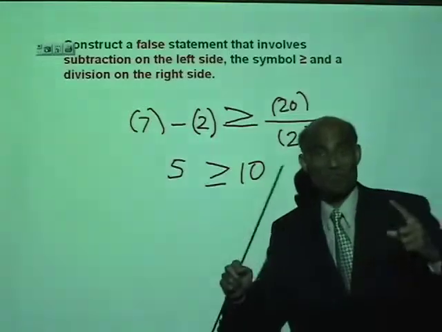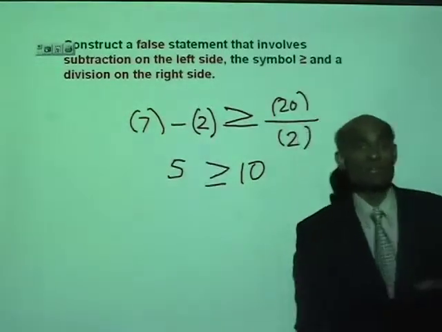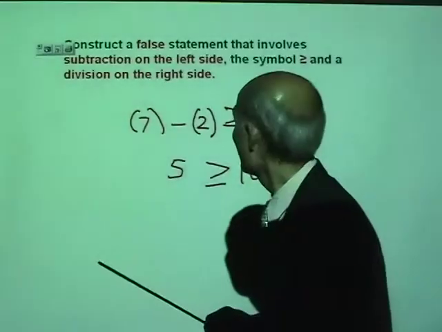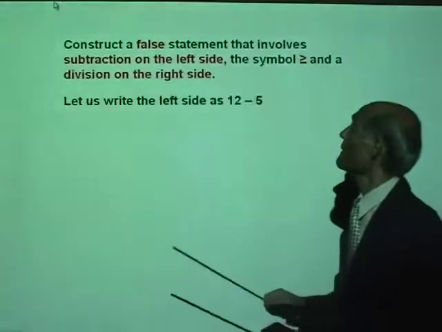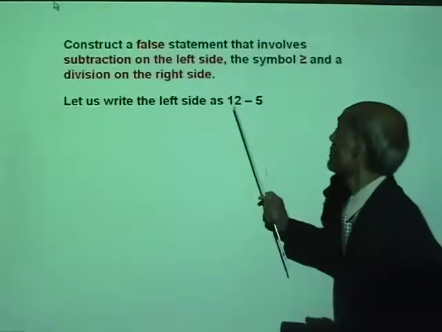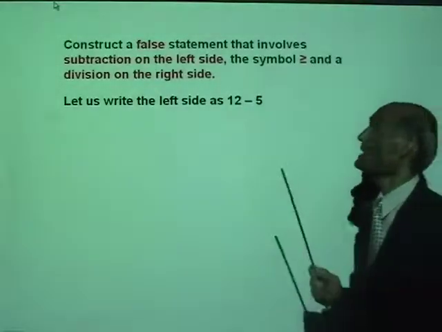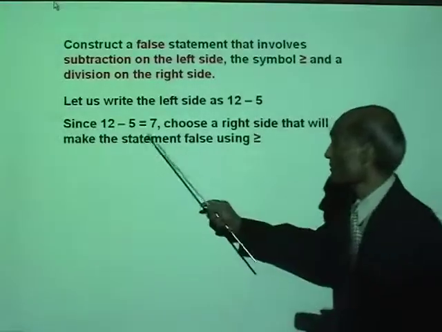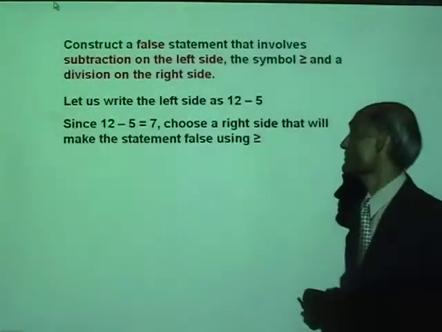I hope you understand the mechanism of dealing with problems like this. Okay, let's see what I have done here. Let's write the left-hand side as 12 minus 5. Alright, what is 12 minus 5? 12 minus 5 is 7.